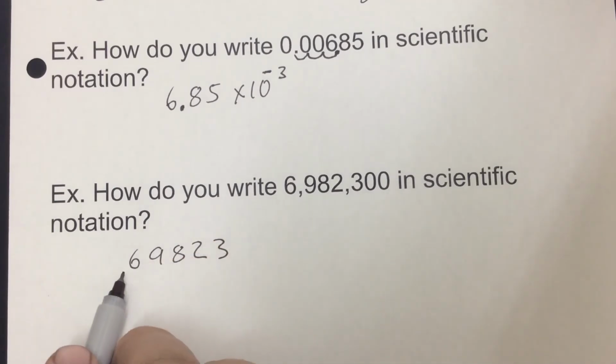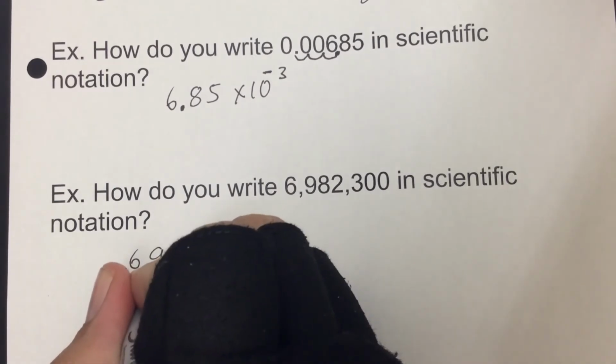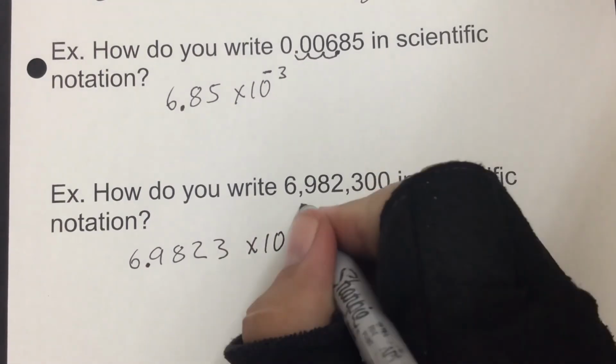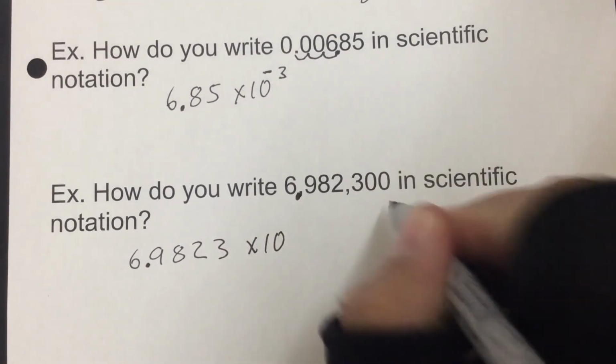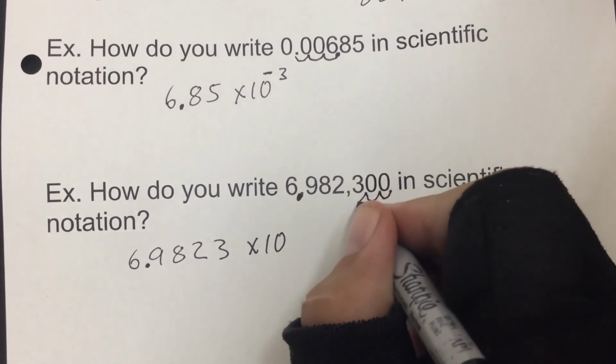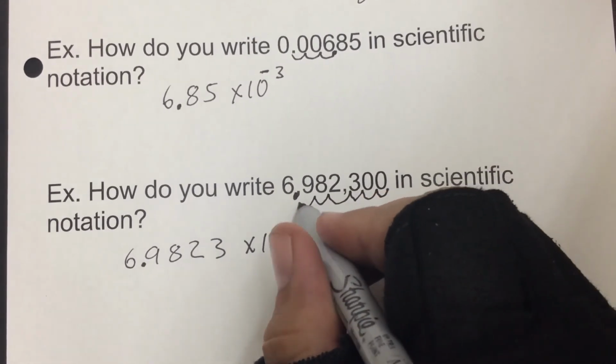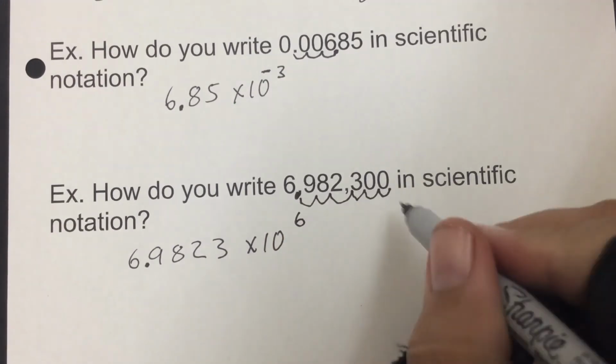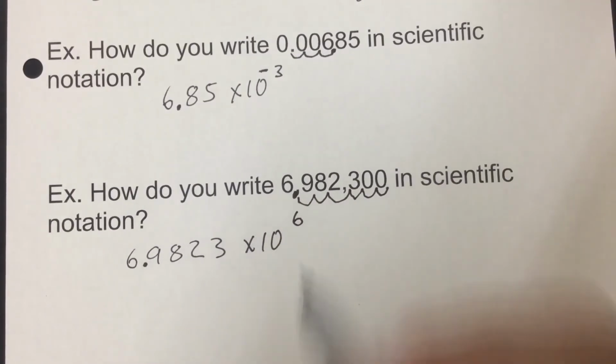So come here to the left side, go around the first number, put the decimal, times 10. And so if our decimal is right here, we would move it 1, 2, 3, 4, 5, 6 times. So we put to the 6th power. It was a number bigger than 1, so it stays positive.